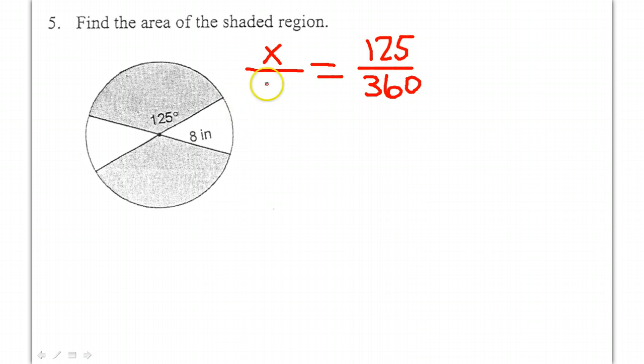So this is going to be x over. Now, part over whole. This side is area. So in the bottom here, I need to be doing area, which is pi r squared. In this case, that's pi 8 squared, so that is 64 pi. And that is what's going to go right there. 64 pi.